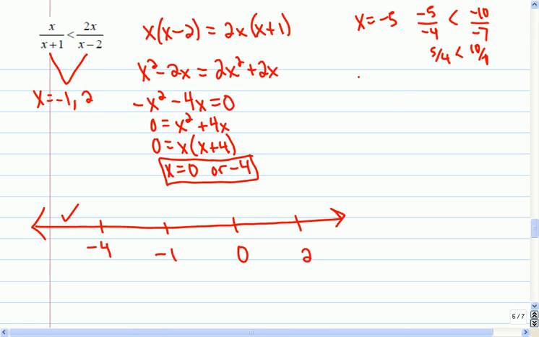And at negative 3, so it'll be negative 3 over negative 2. Is that less than negative 6 over negative 5? So is 3/2 less than 6 over 5? No, I don't think that's true. 3/2 is larger than 6 over 5.